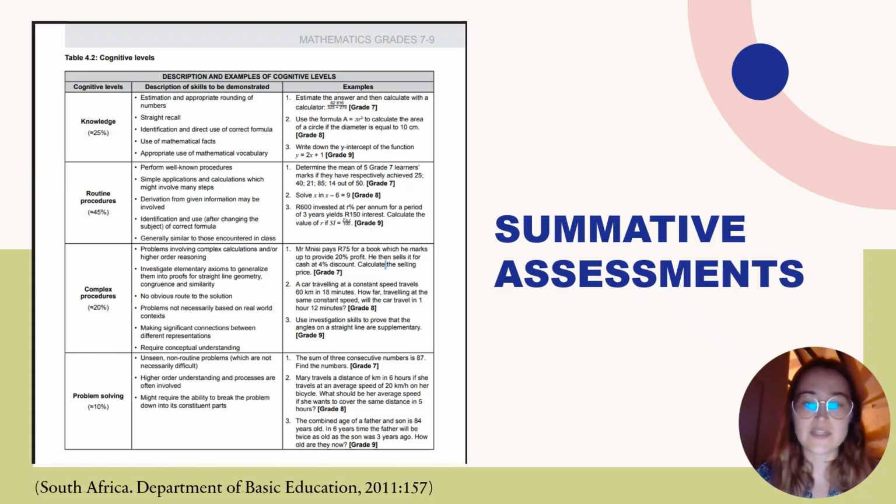So 25% of the questions in these assessments should be knowledge-based. Okay, so knowledge-based means that it is straight recall. This is memorization stuff. Okay, this is using mathematical facts, adding, subtracting, dividing, multiplying, simply. Okay, and it is appropriate use of mathematical vocabulary like denominator, numerator, those kinds of things. Okay, 45% should be routine procedure.